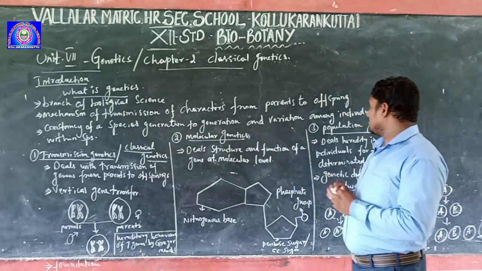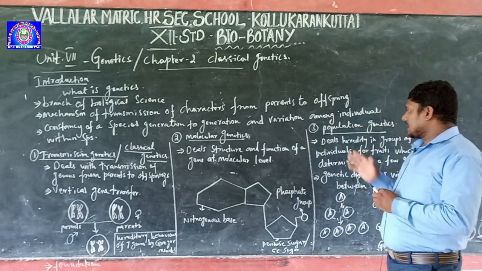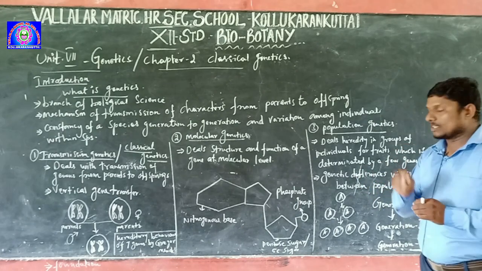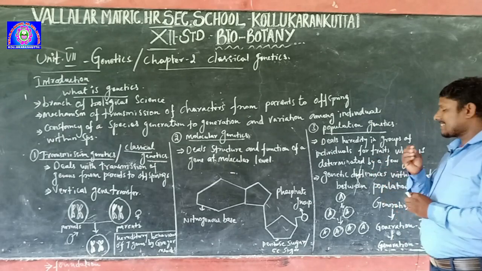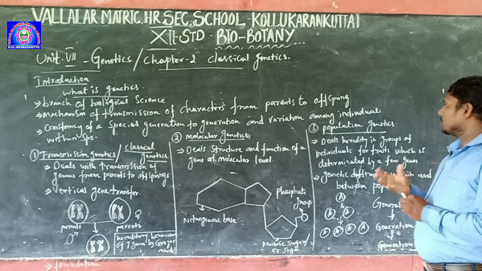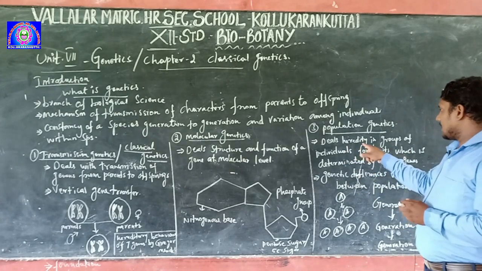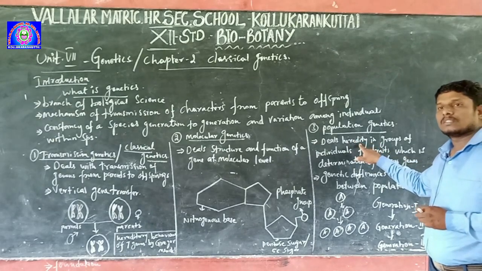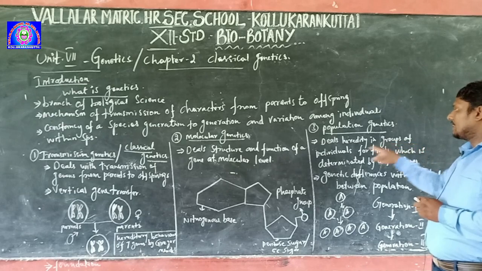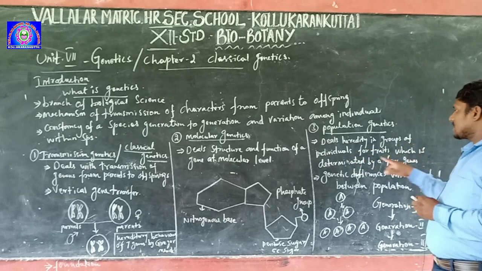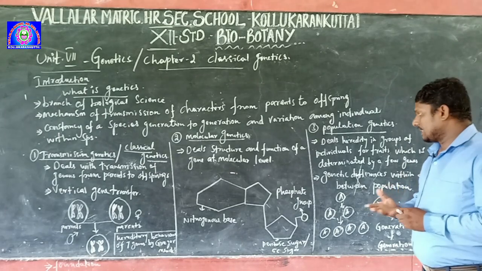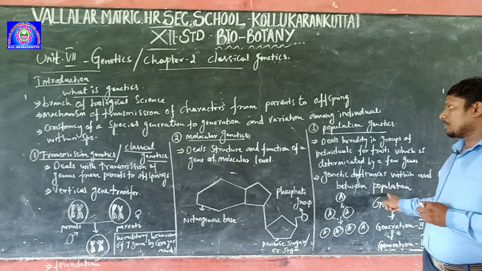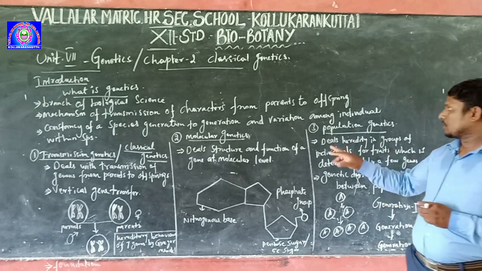And then the third one, population genetics. These genetics deal with heredity in a group of individuals, for traits which are determined by a few genes. Heredity means what? Parampara. In a group of individuals for traits which are determined by a few genes. And then genetic differences within and between the populations. These 2 points are described in population genetics.